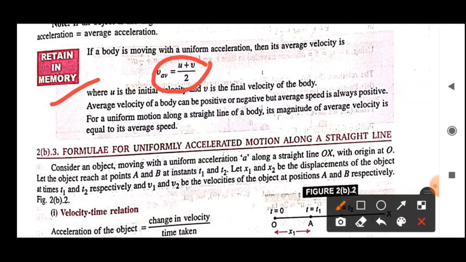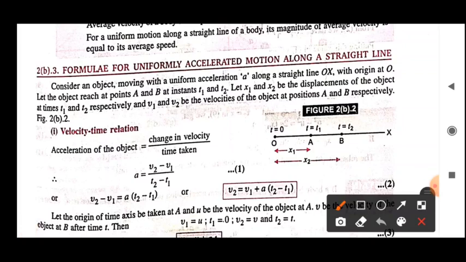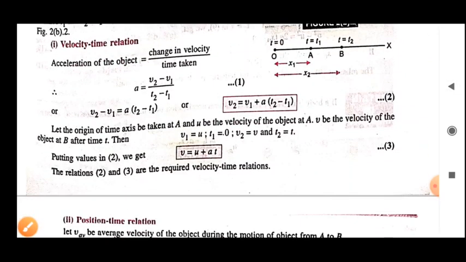Let's see now the formulas for uniformly accelerated motion along a straight line. These are very important formulas, let's see them. And I will tell you an alternate method also along with this one. So the first relation is the velocity time relation, means the equation relating velocity and time. In the formulas of accelerated motion, we are going to relate some quantities like velocity, acceleration, time, and distance traveled. So these four quantities we will relate to each other. The first relationship we are going to make is for velocity and time.